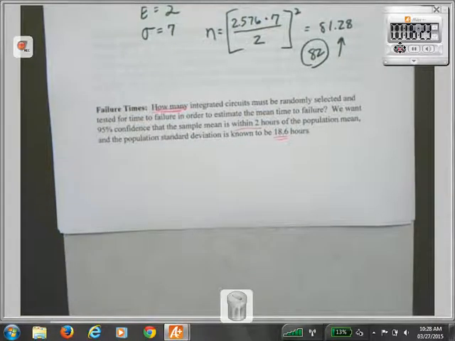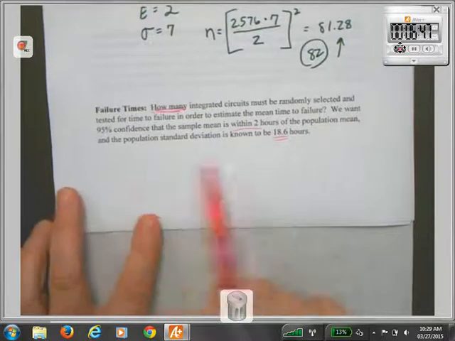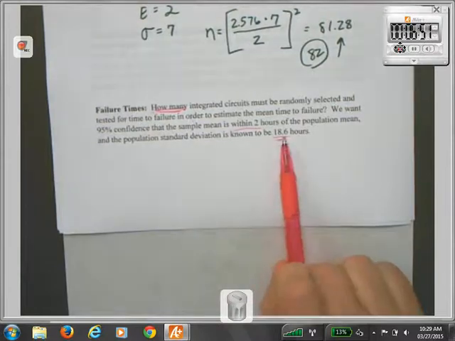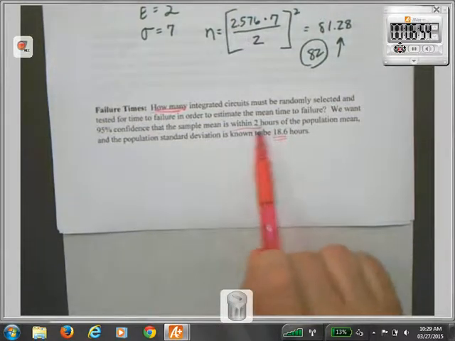So these are some kind of technical circuits that go into computers or some other very important thing, but they fail pretty often, and so somebody has to be there on the spot to replace them. This happens a lot in the high tech industry, where things are being used over and over again 24/7, and somebody's got to be there to fix things. So these apparently have a standard deviation of 18.6 hours, but we're going to do the calculation for a margin of error within 2 hours.